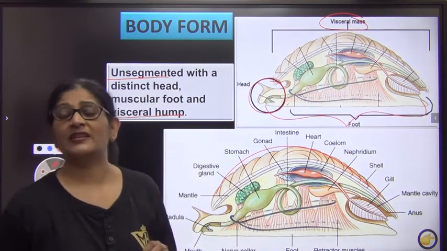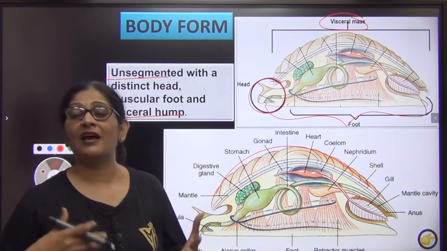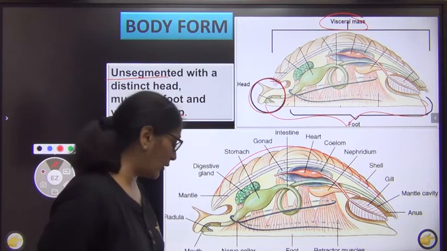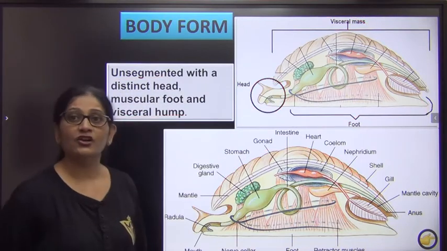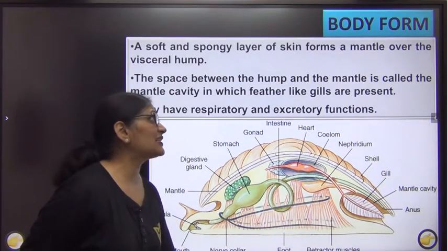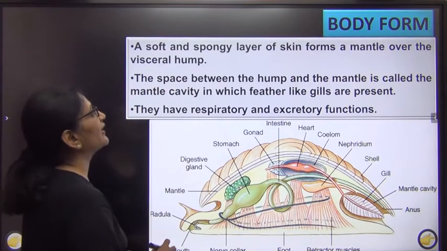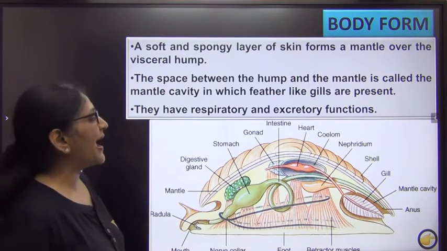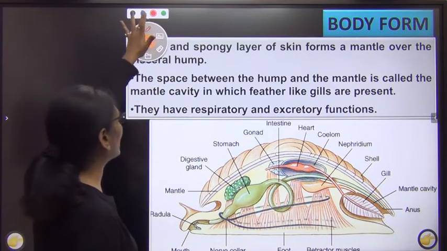Okay? So mollusca are soft-bodied organisms. In them they may have a calcareous covering. The body is distinguished into three areas, that is head, visceral hump and foot. The body is very soft, right? A soft and spongy layer of skin forms a mantle over the visceral hump. What does this mean? Listen here.